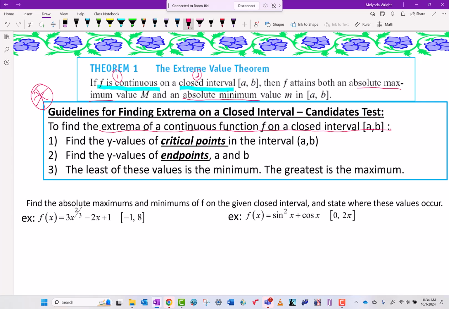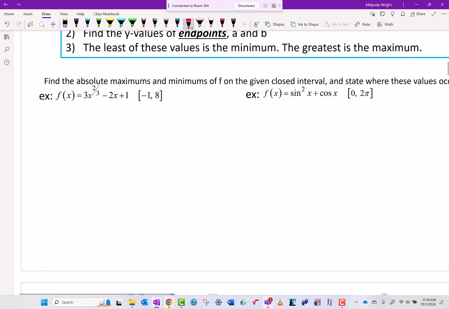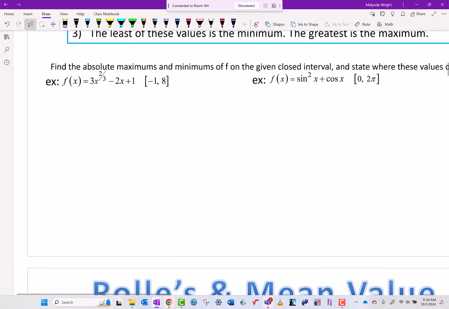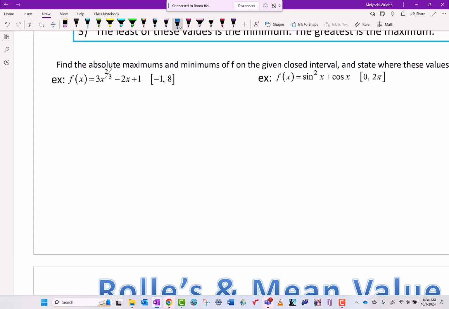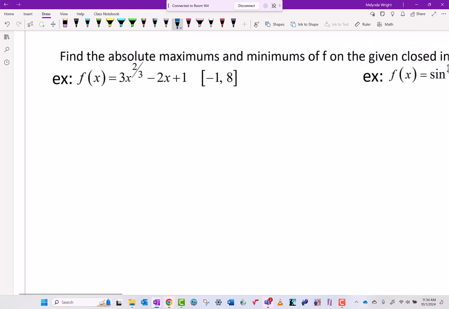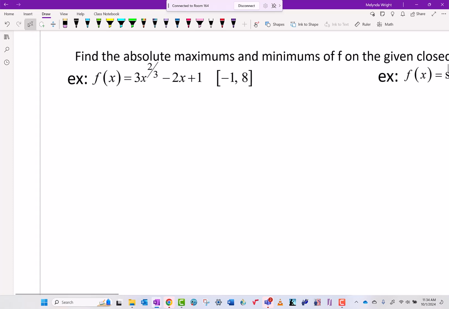Okay, let's practice. So our first one, they want us to find absolute maxes and mins. Okay, that's fine. We can do that. What do we need to do? We've got a closed interval. Okay, we pay attention to that. That's our closed interval.